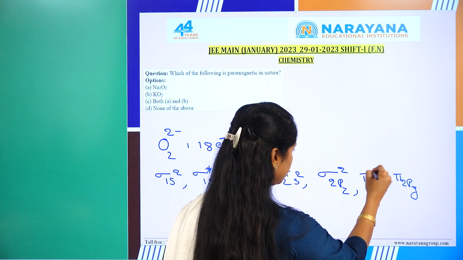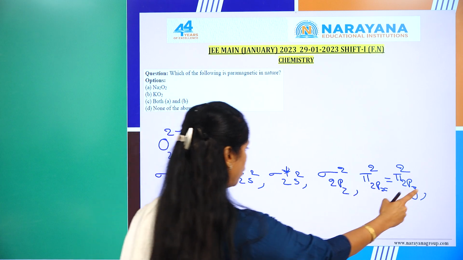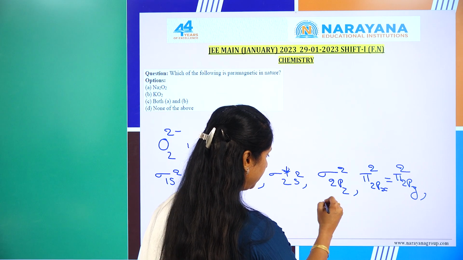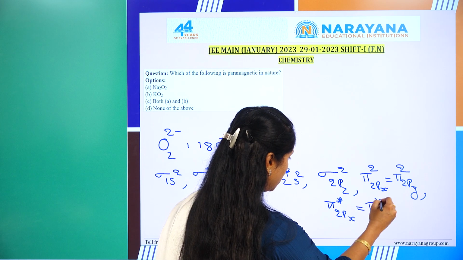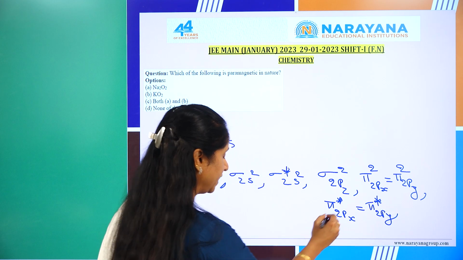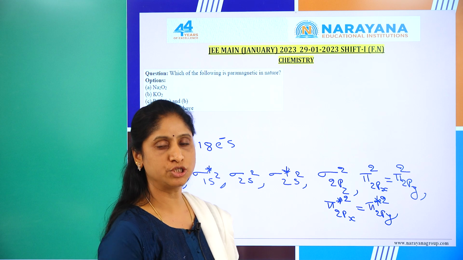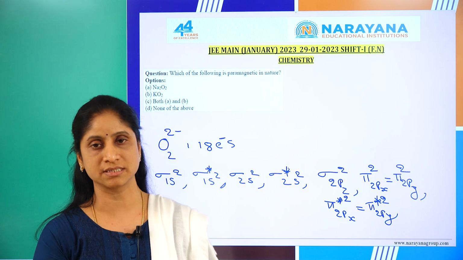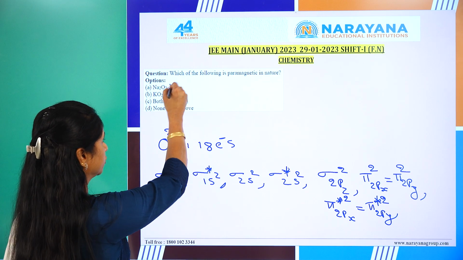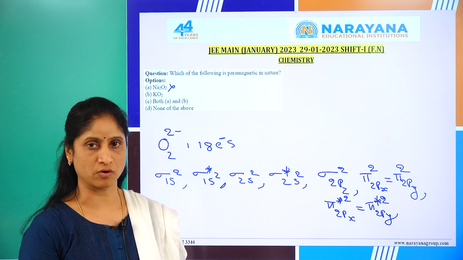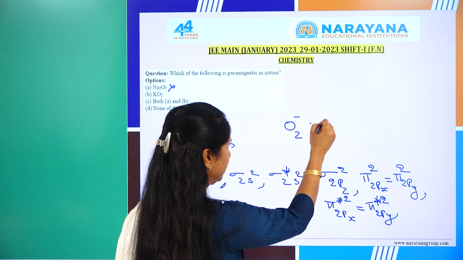I am distributing 2 electrons each. Observe here, 14 electrons have been distributed, and then pi star 2px and pi star 2py are degenerate again. The remaining 4 electrons I am distributing 2 and 2 here. So by distributing the electrons into these molecular orbitals, none of the molecular orbitals has an unpaired electron, hence it is diamagnetic in nature. Whereas potassium superoxide, I should distribute in the superoxide ion a total of 17 electrons.